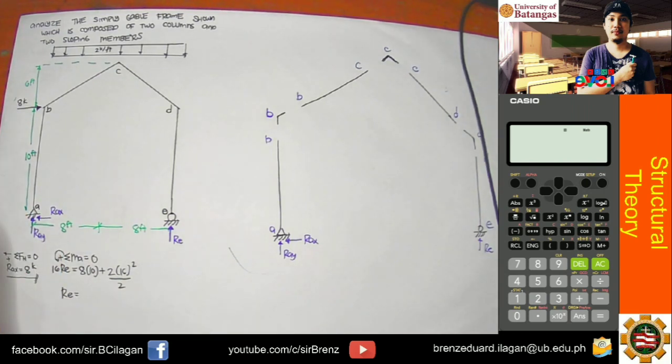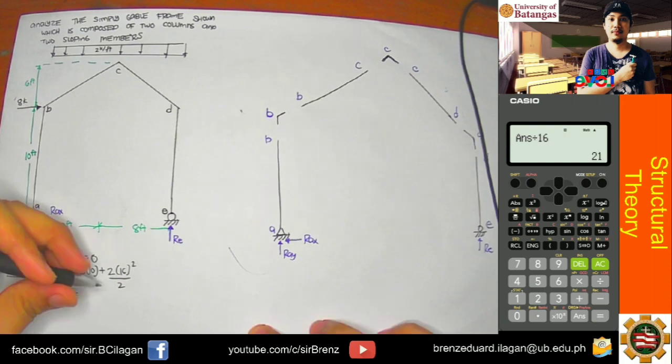So pindutin lang natin sa calcu. That will be 8 times 10 plus 2 times 16 squared divided by 2, and then divided by 16. The answer is 21 kips.